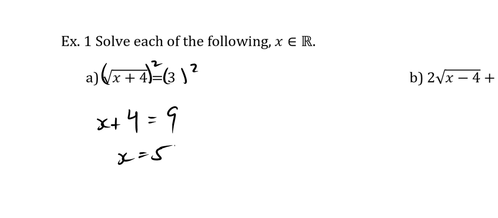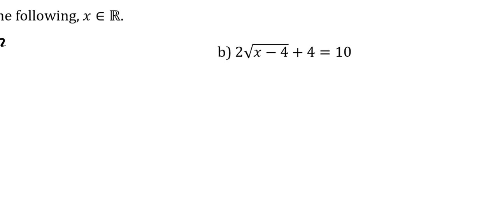In your head, does that answer make sense? Take 5, plug it in. 5 plus 4, what's that? That's 9. Square root of 9 is 3, equal to the right side. We're all good. Okay, B.